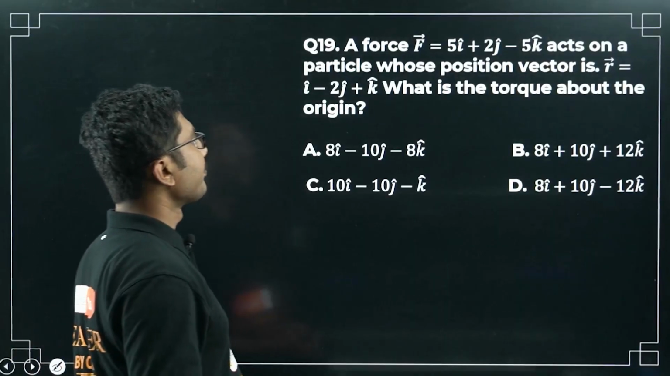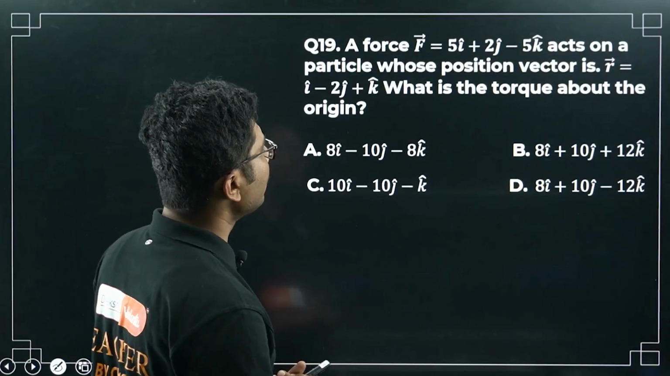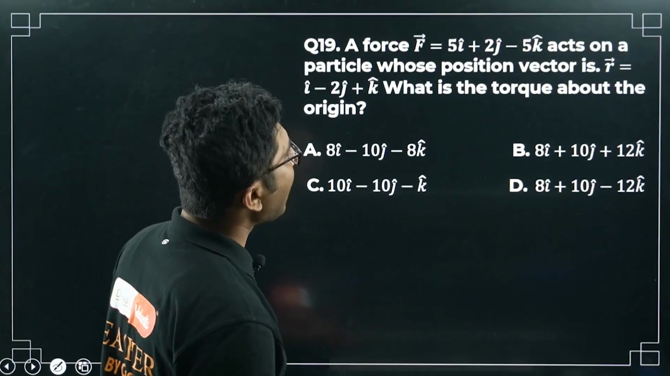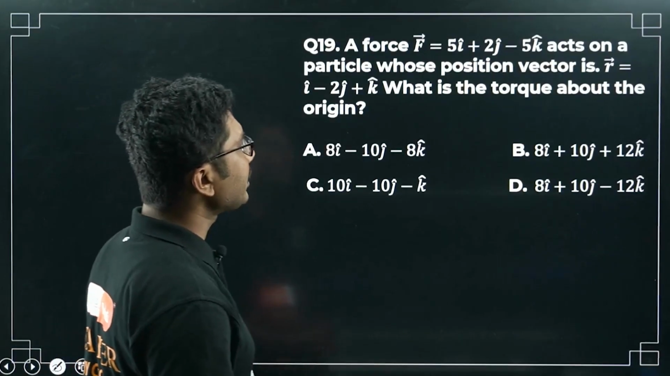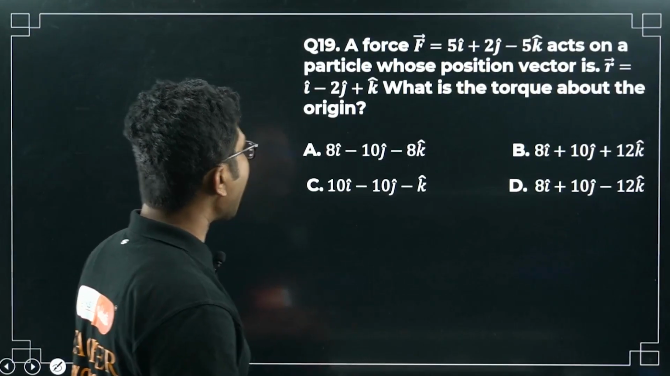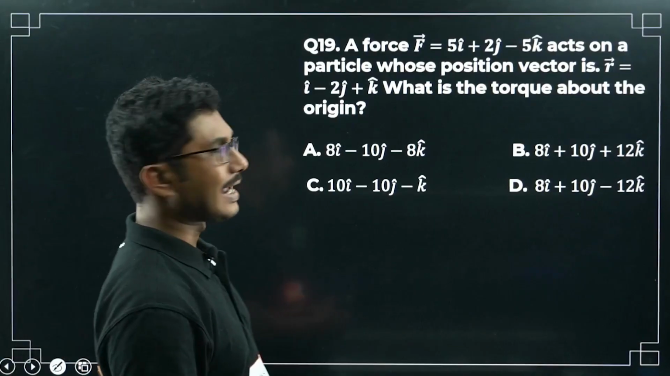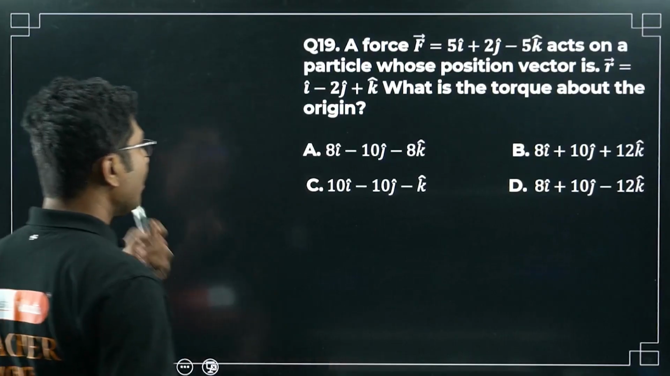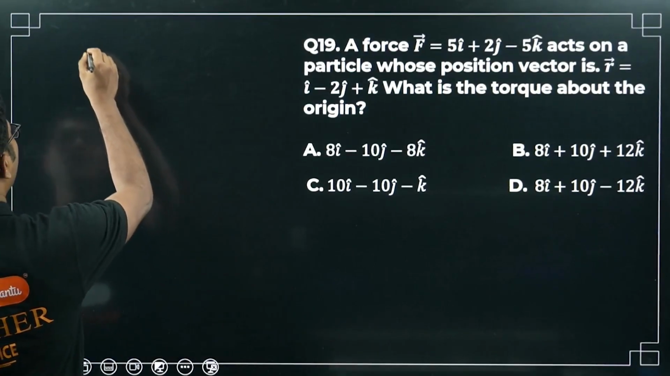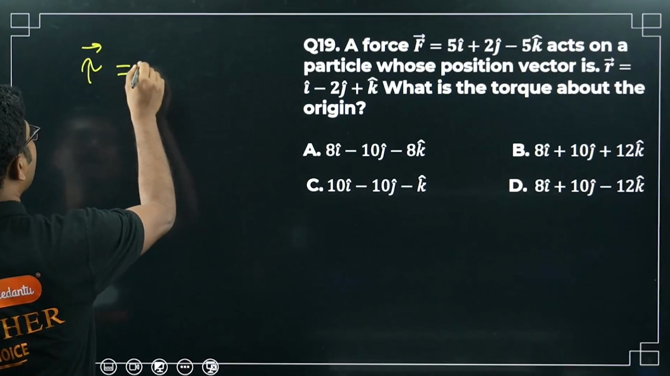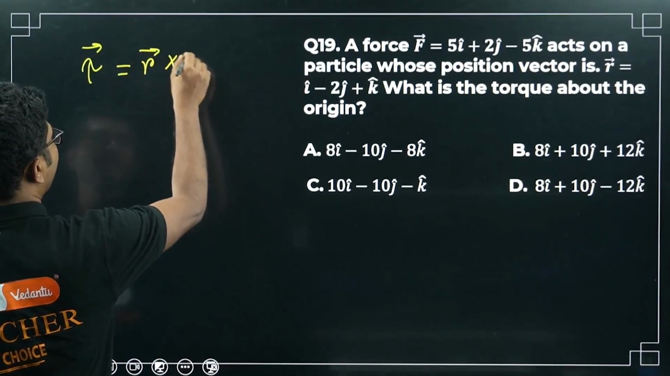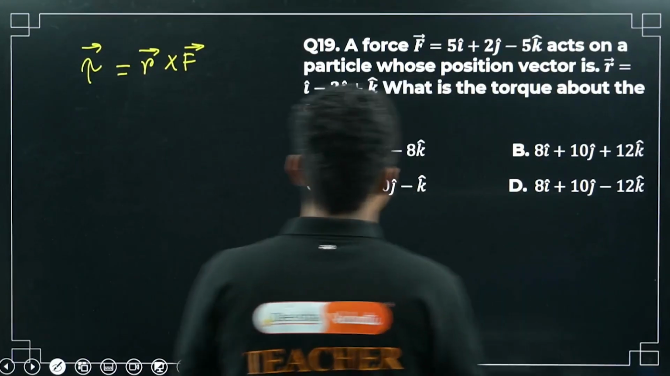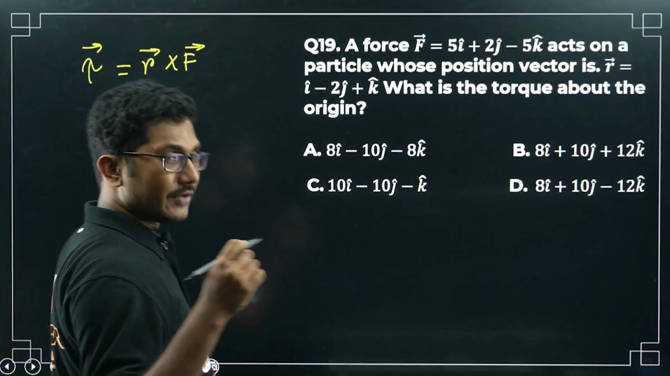Question number 19. A force F equals 5 i cap plus 2 j cap minus 5 k cap acts on a particle whose position vector is r equals i cap minus 2 j cap plus k cap. What is the torque about the origin? So two vectors are given. We know that torque about the origin is given by r cross F. So we have to do the vector multiplication.